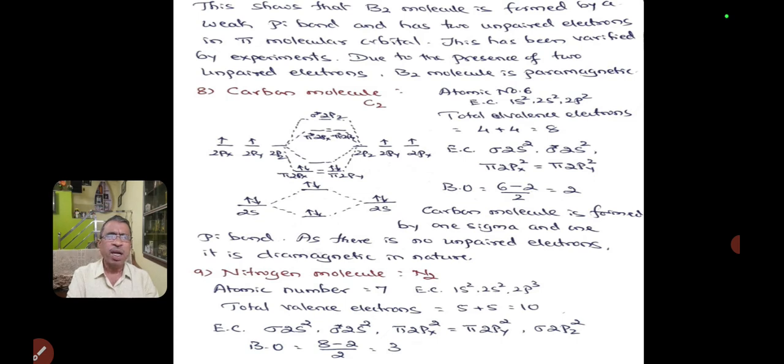In a similar way, we can also explain the structure of the nitrogen molecule. The total number of electrons in the valence shell will be 10, and the molecular electronic configuration is sigma 2s2, sigma star 2s2, pi 2px2 equal to pi 2py2, sigma 2pz2. The bond order will be 3 here. So, the nitrogen molecule is formed by 1 sigma and 2 pi bonds. The molecule is diamagnetic in nature.